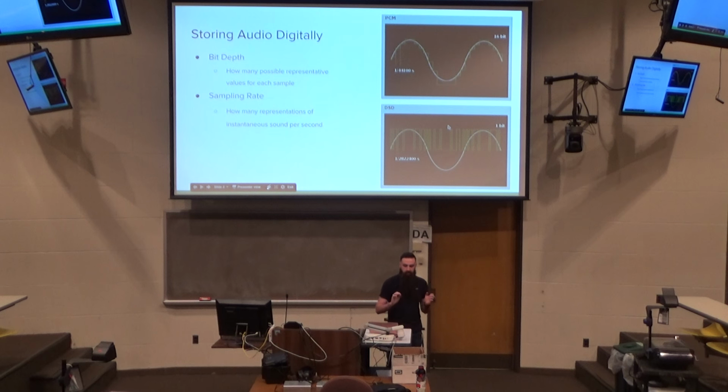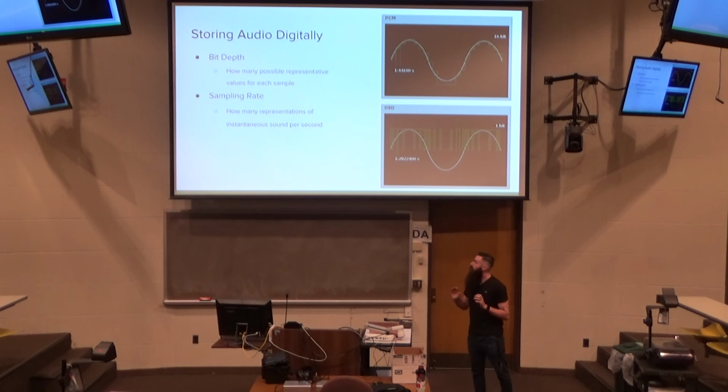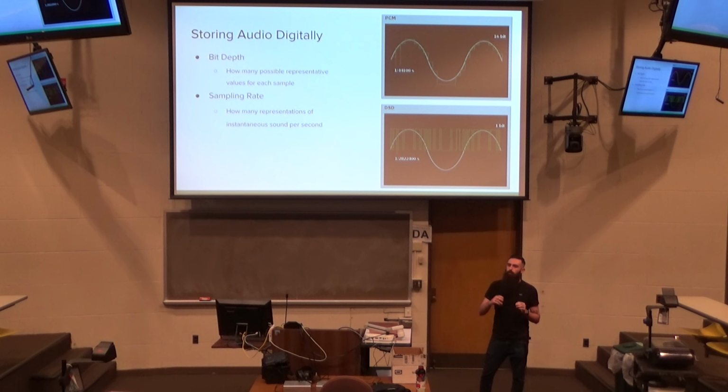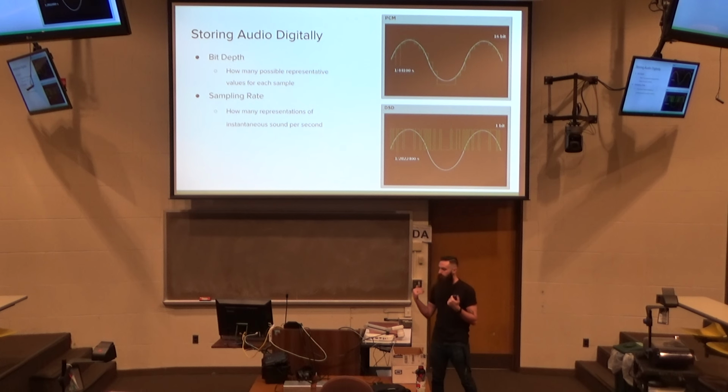Alright, so these are 2 parameters about how audio is stored digitally. When you store a digital audio file, you store it using these 2 parameters: bit depth and sampling rate. Sampling rate is how often you're changing the value that you're using to represent the waveform. And bit depth is how many possible values there are.